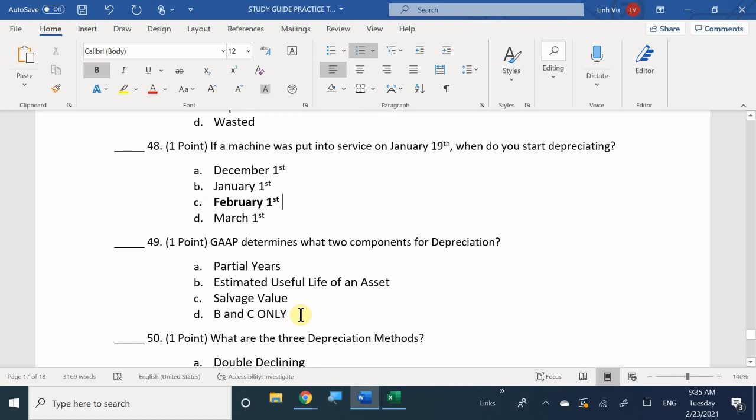All right, number 49. GAAP determines which two components for depreciation? So this one, I'm very specific on the wording. D, A and C only. Only estimated useful life and salvage value. They do not determine partial years, okay? So good. So this one, I'm asking a particular question.